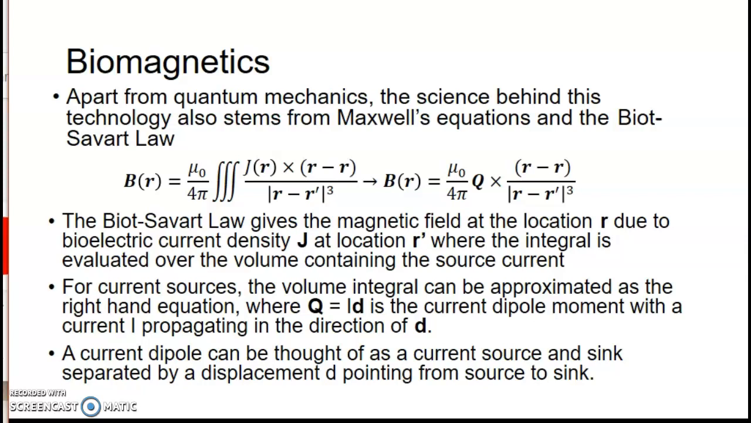So the Biot-Savart law gives a magnetic field at some location R due to the bioelectric current density J at some location R prime, where we measure the volume integral evaluated over the source current. So for current sources, the volume integral can be approximated by the right-hand equation that you see, where Q is equal to the current dipole moment with a current I propagating in a direction D. So a current dipole can be thought of as a current source and sink separated by some displacement D pointing from the source to the sink, so where it originates and its path back.